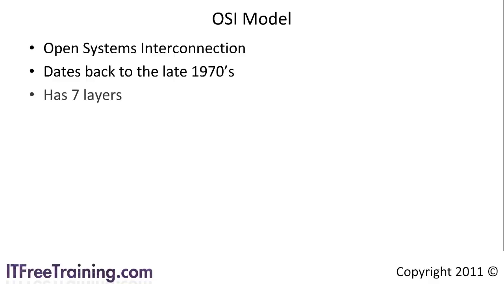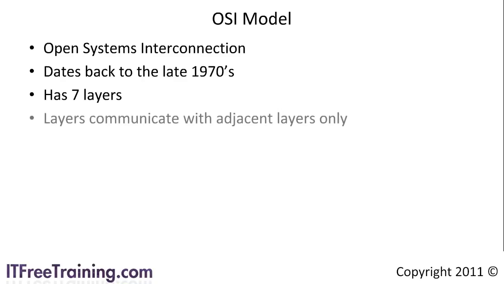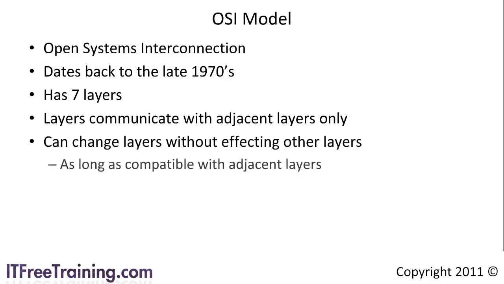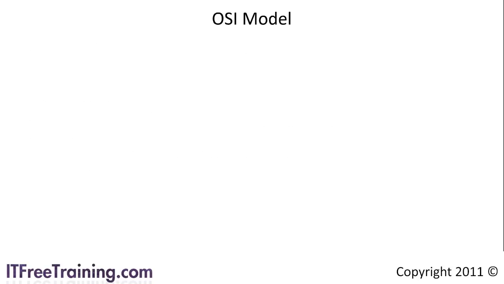The OSI model has 7 layers. Each layer communicates only with the layer above and below it. By doing this, you can change a layer without affecting other layers as long as the new layer is compatible with the adjacent layers. To understand the OSI model better, consider a manufacturing plant.